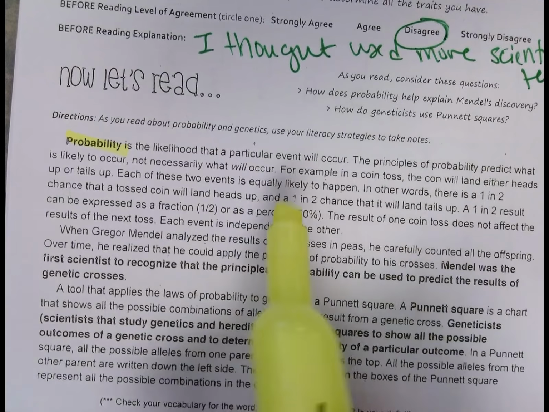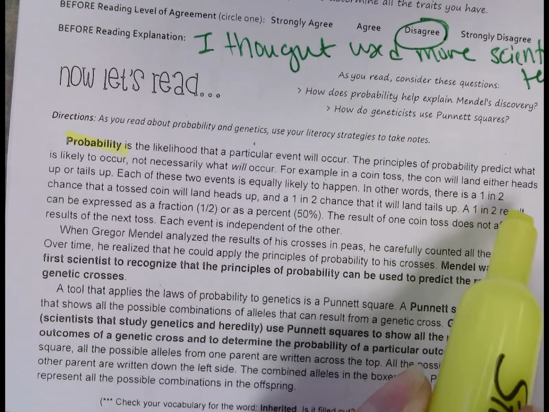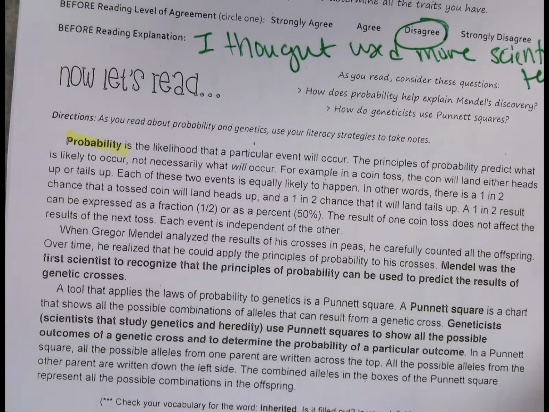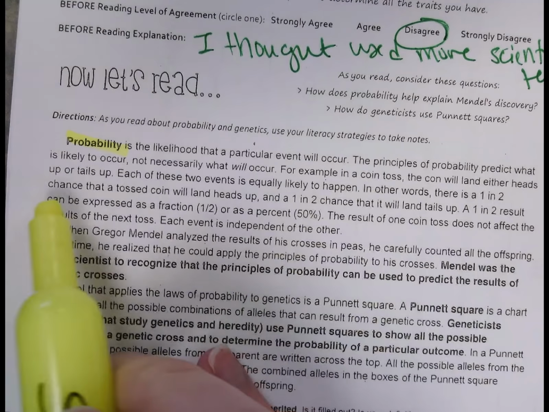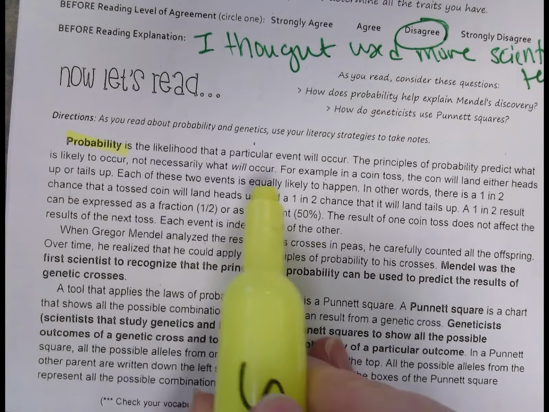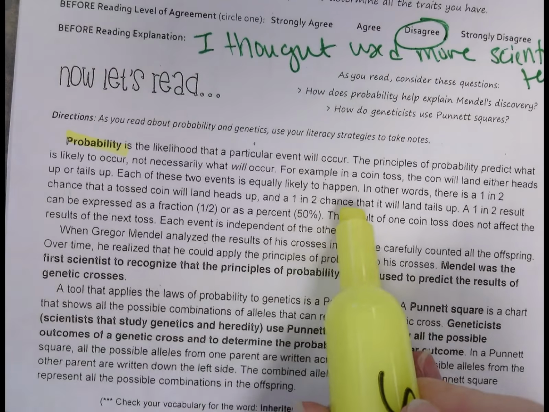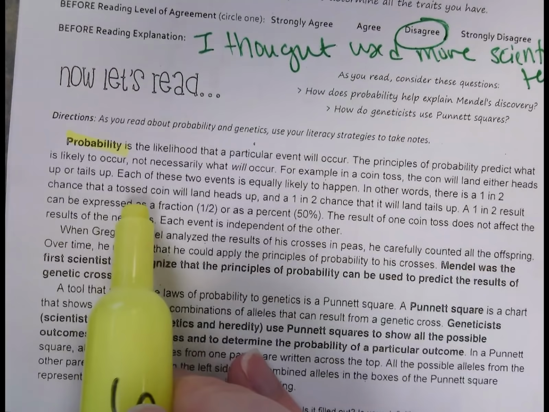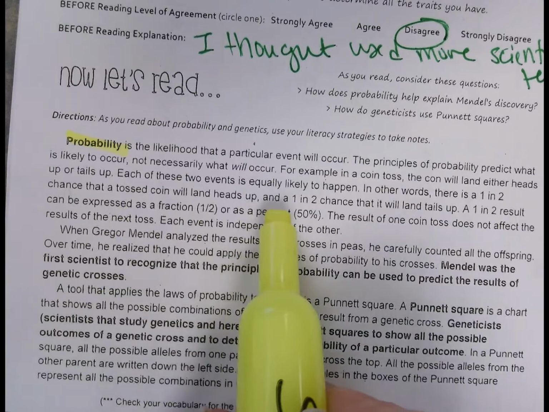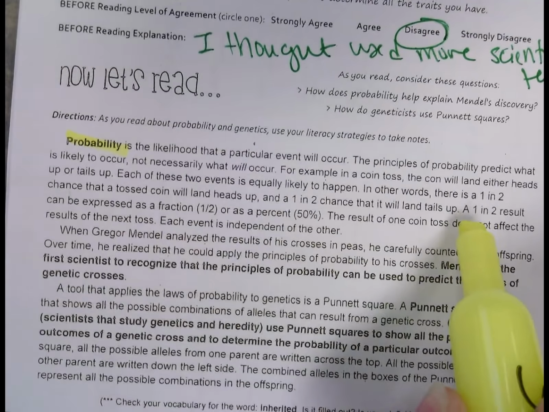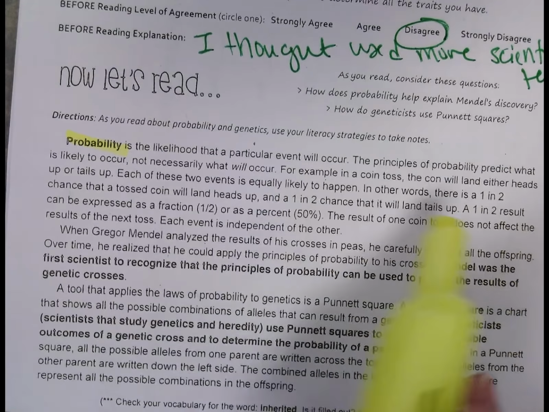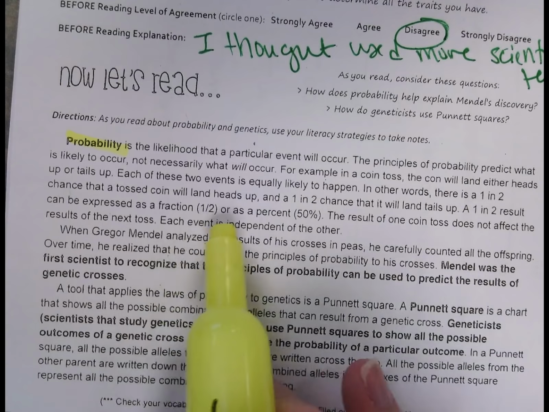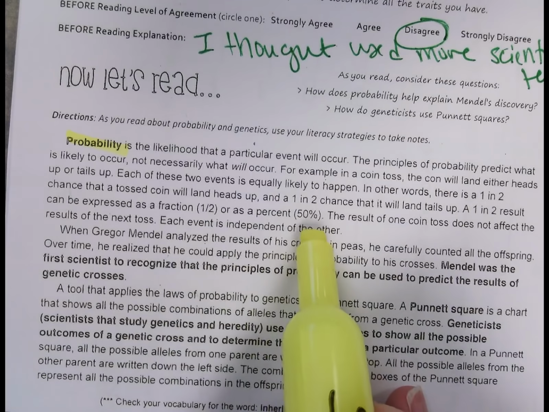So they predict. For example, a coin toss. The coin will land either heads up or tails up. So it's a 50-50 chance. Each of these two events is equally likely to happen. In other words, there's a 1 in 2 chance that a tossed coin will land heads up. There's a 1 in 2 chance that it will land tails up. A 1 in 2 result can be expressed as a fraction, half, or as a percent, 50%.